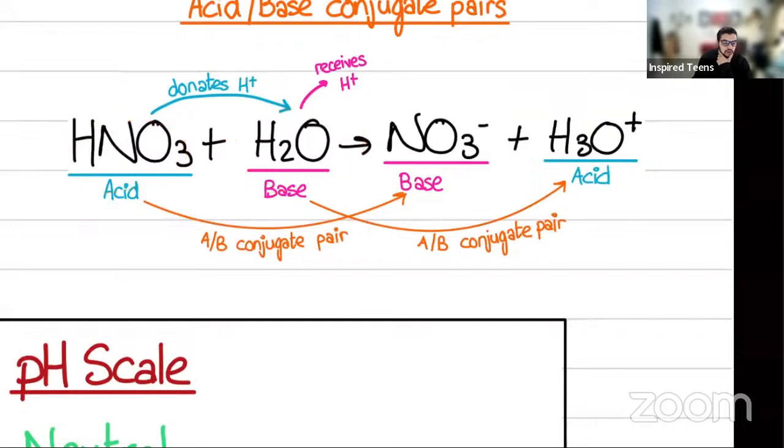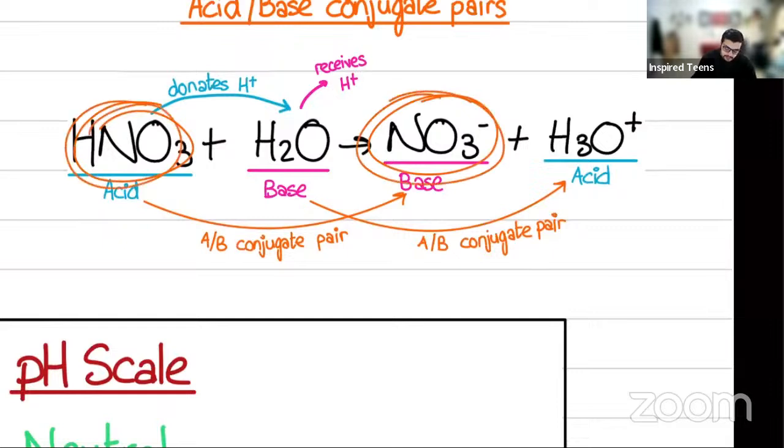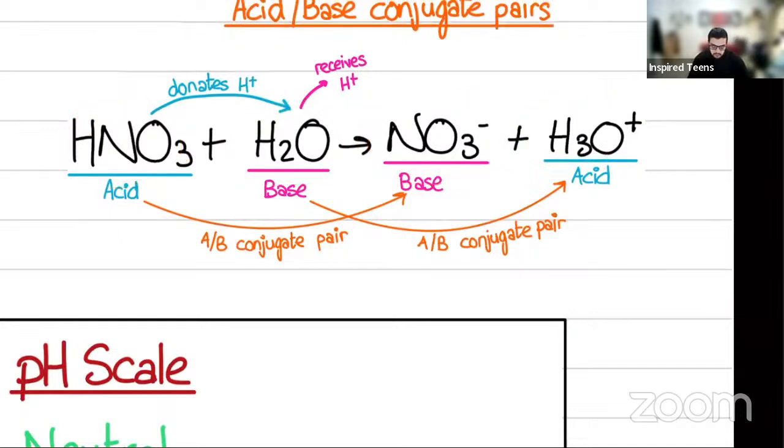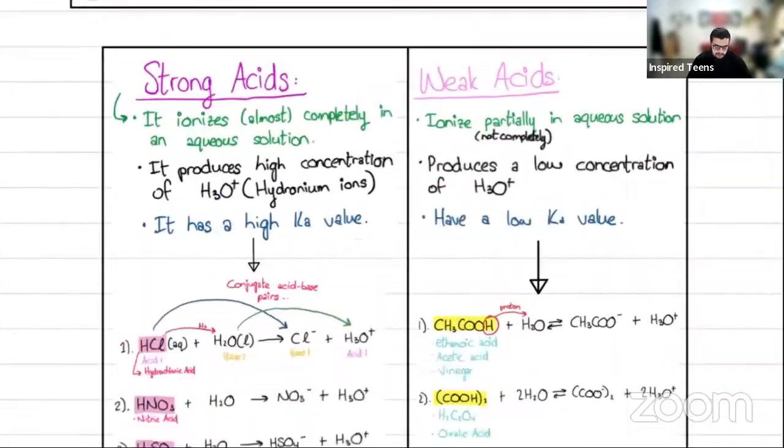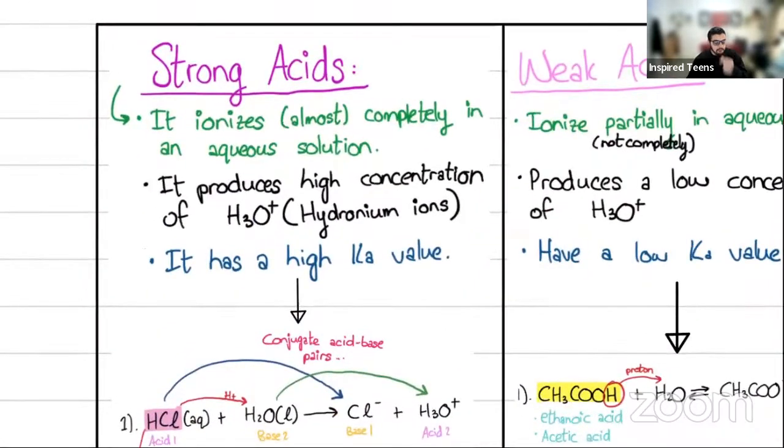Right, let's identify conjugate acid-base pairs. HNO3 becomes NO3 minus on the right. That's definitely a pair. Since this is the acid, this is the base. Then we identify the next one. H2O becomes H3O plus on the right-hand side. Since this is the base, this is the acid, and those are the two acid-base conjugate pairs. Okay, cool. Let's move on. The pH scale we'll discuss later.